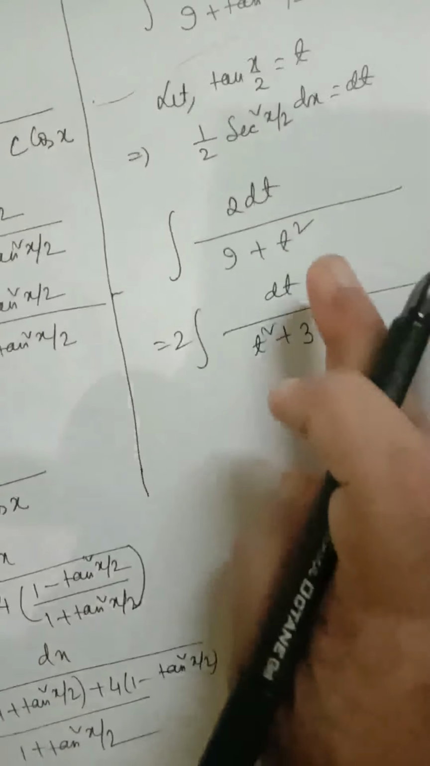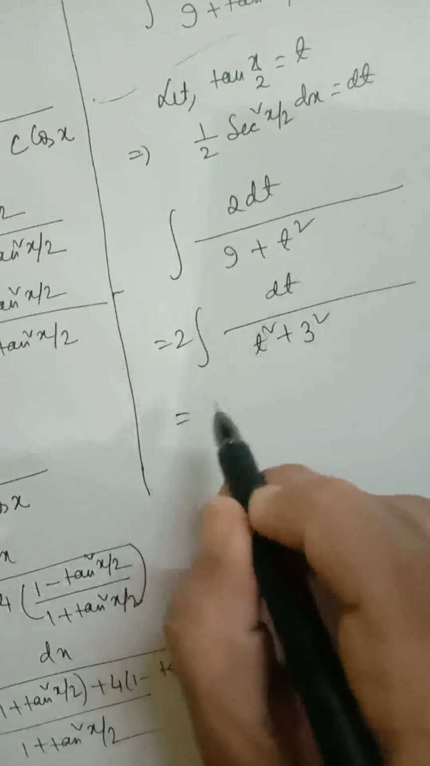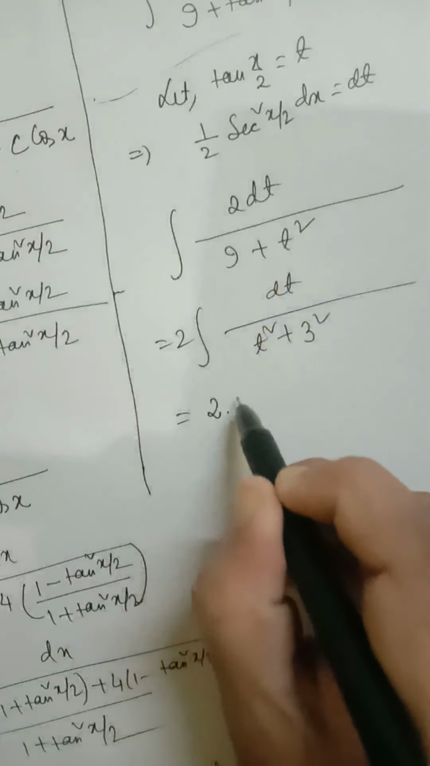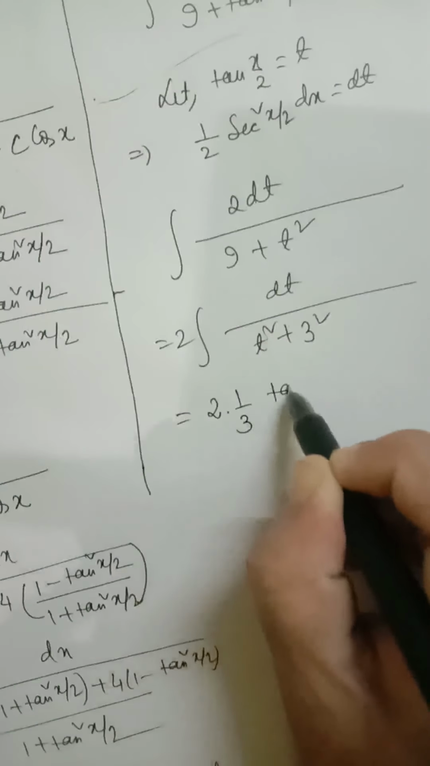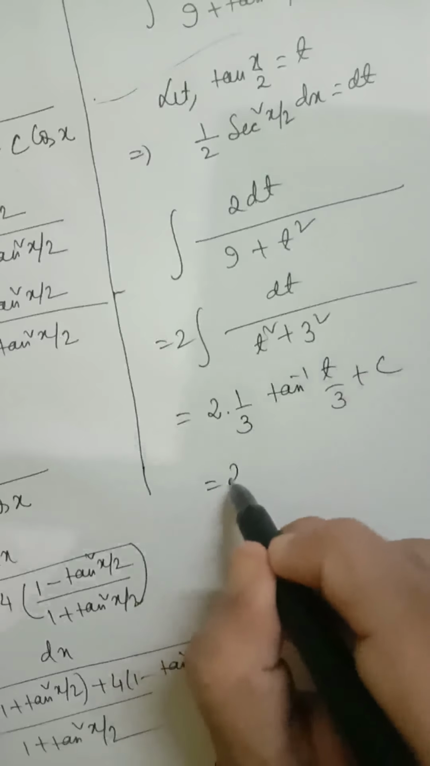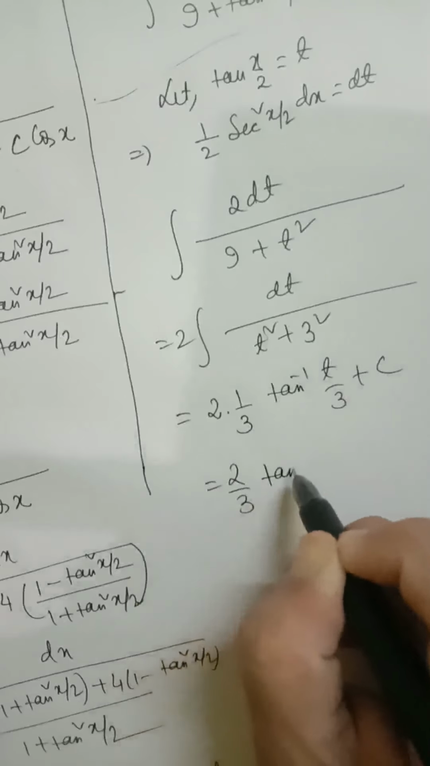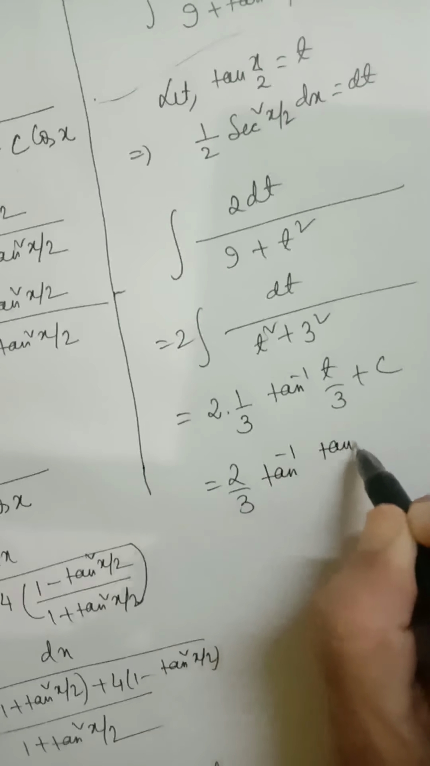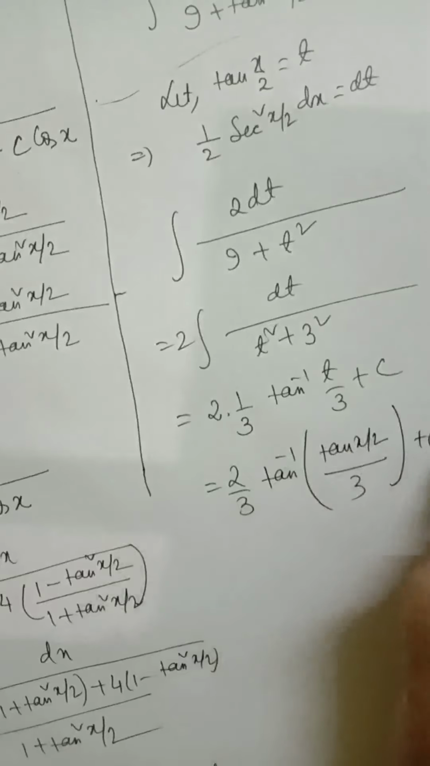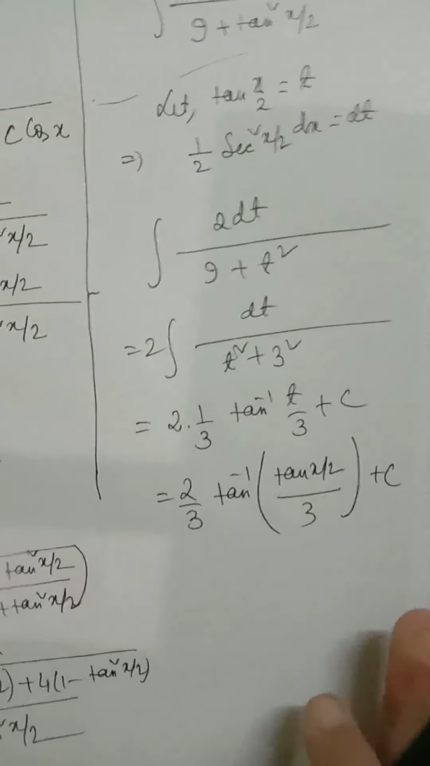Now dt by t square plus 3 square is of the form dx by x square plus a square, and its integration will be 1 by a tan inverse of t by 3 plus c. So it will be 2 by 3 tan inverse of t, that is tan x by 2, by 3 plus c. So this is the answer.